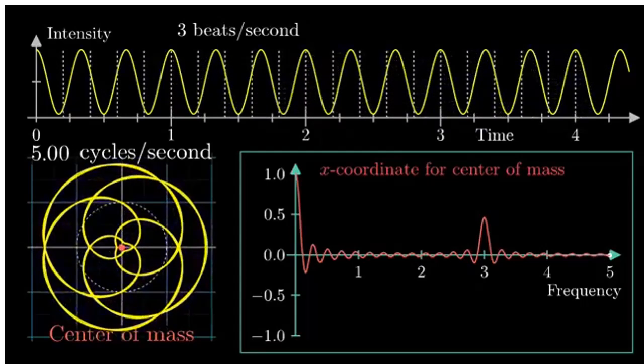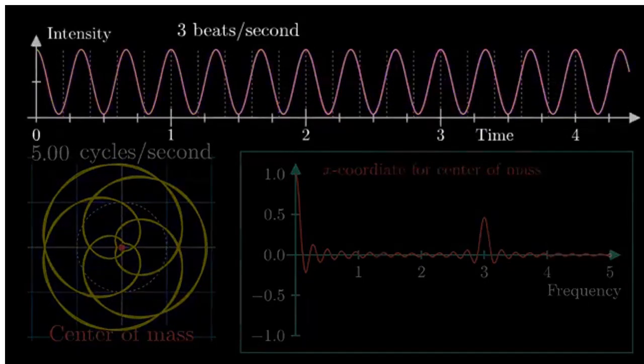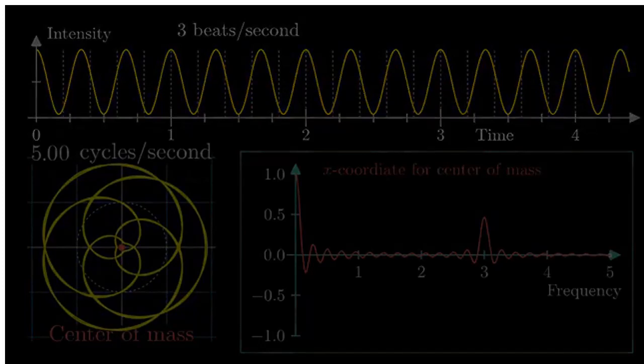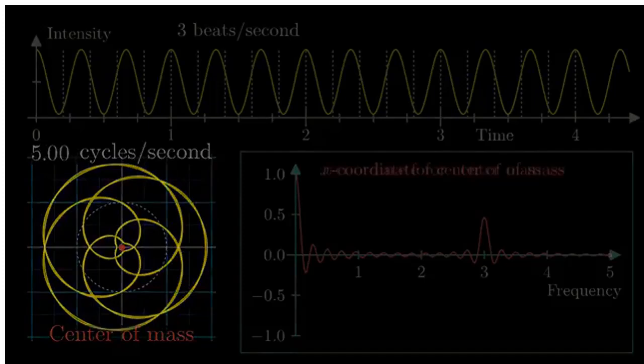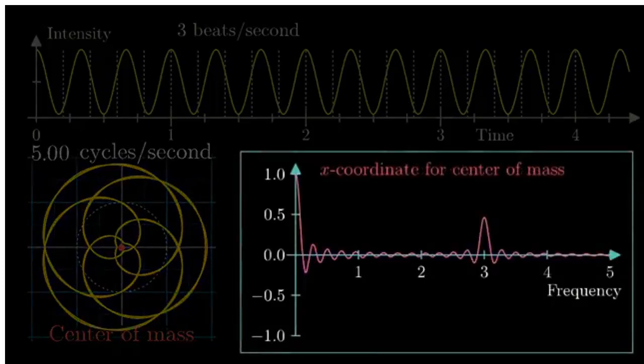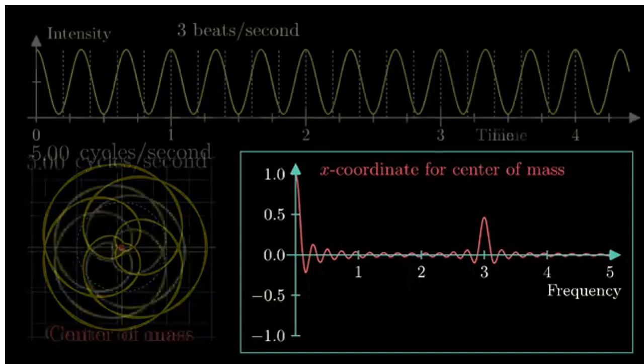So let's sum up what we have so far. We have that original intensity versus time graph, and then we have the wound up version of that in some two-dimensional plane. And then, as a third thing, we have a plot for how the winding frequency influences the center of mass of that graph.